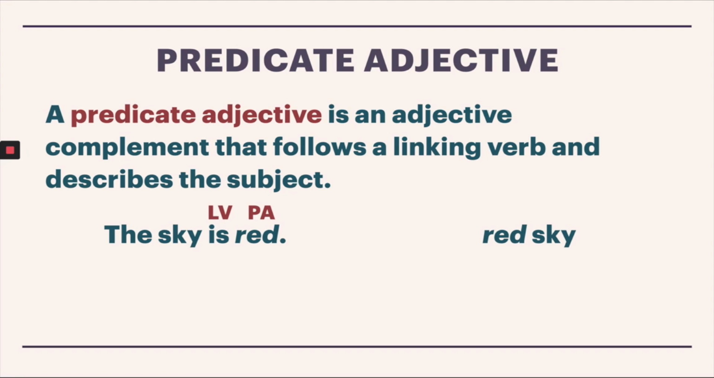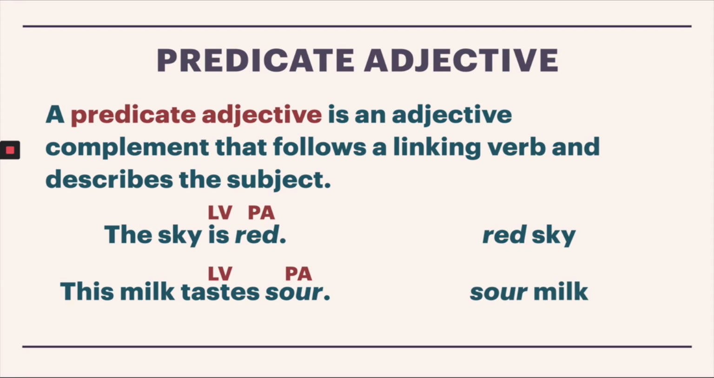All right, let's do one more example before we get into our exercises. This milk tastes sour. Again, we have a linking verb, tastes, because the milk cannot do anything. It cannot perform an action, so we know it's a linking verb. And we have a word after it that is an adjective describing the milk. So we have sour milk, right? We can read it that way as well. The predicate adjective is sour, sour milk. That makes sense.